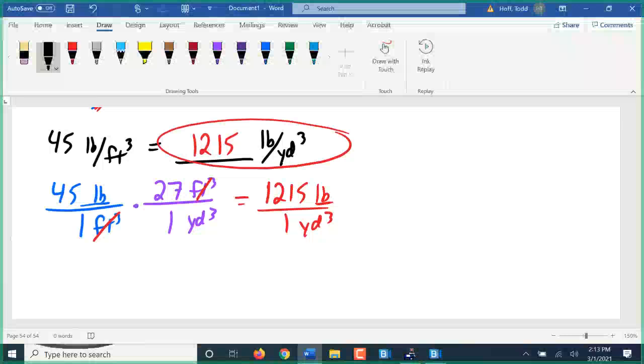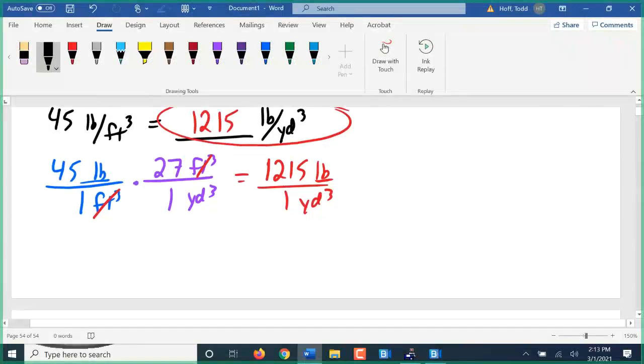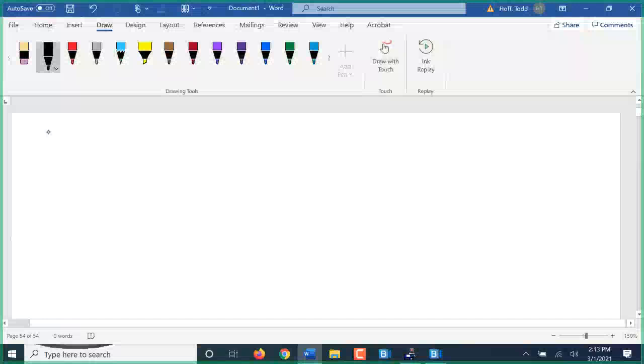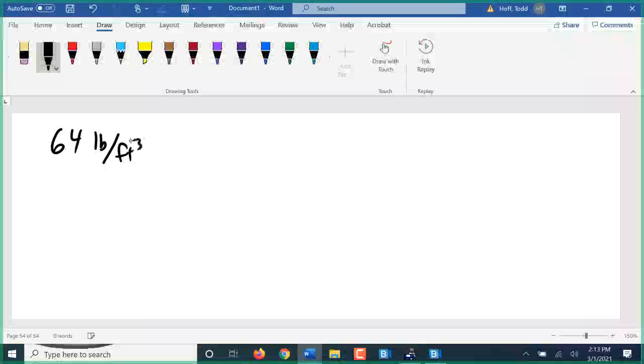In your notes, I want you to try one here. We're going to go 4 pounds per cubic foot. I want you to get that in ounces per cubic inch. I'll give you a minute or so, and then we'll go over that one.